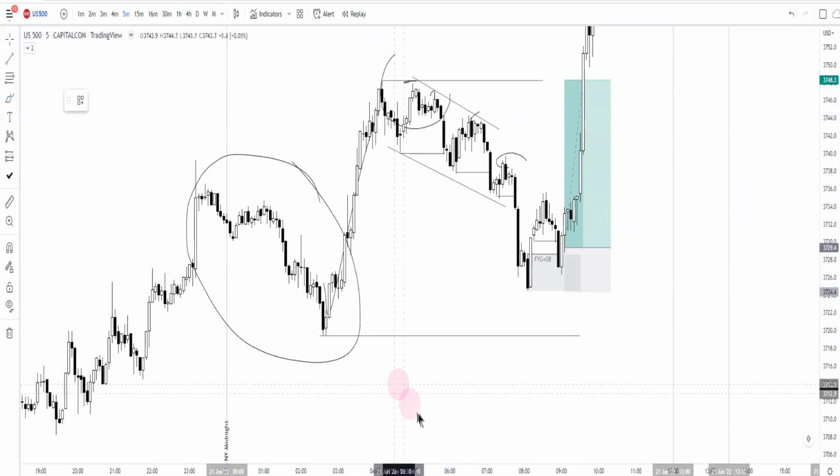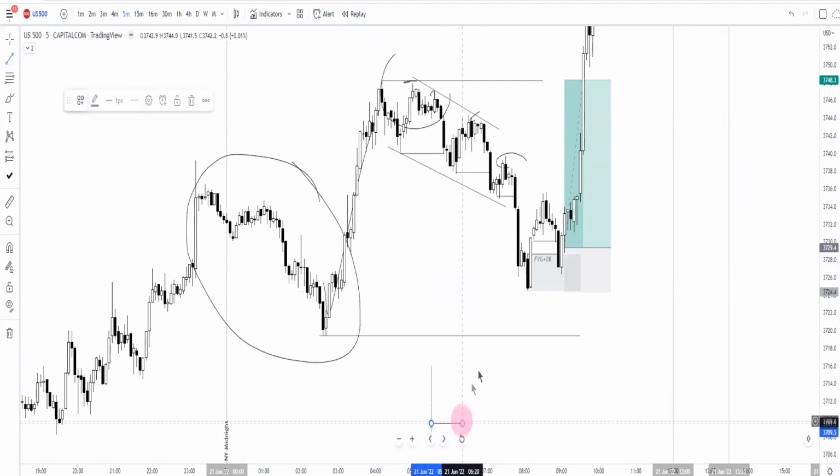So what did we get today? We got price dropping down here. We got price opening up. So we got the manipulation, and now we got the close up here, right?